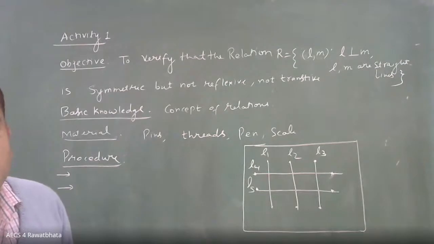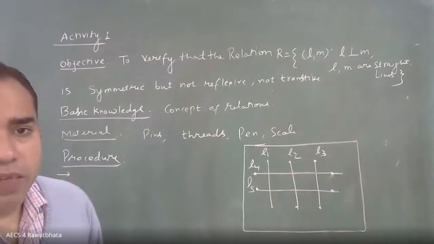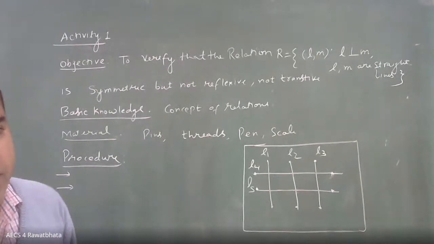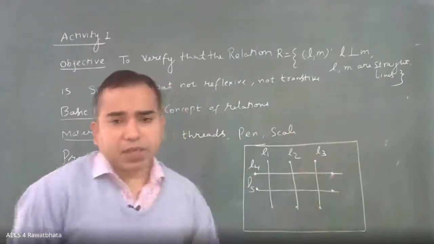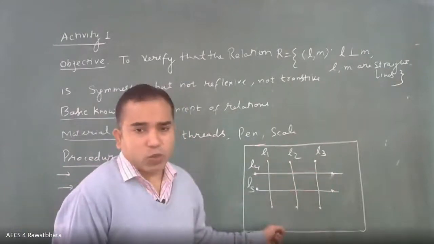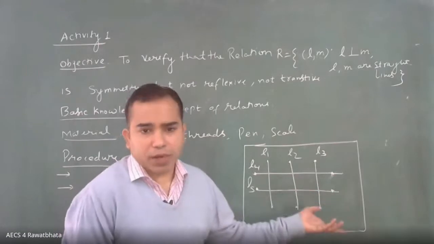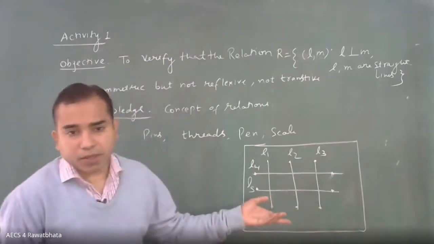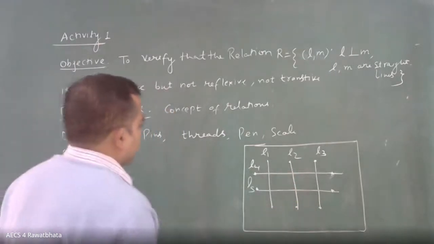Objective is to verify actually from these lines. Verify means you can take examples. So I have taken some example here. Example means some certain lines I have taken with the help of these pins. These pins are there, and the threads you can make. More simply, if you want, you can draw the lines with the scale and sketch pen. They should look different, so you can take different color sketch pens.